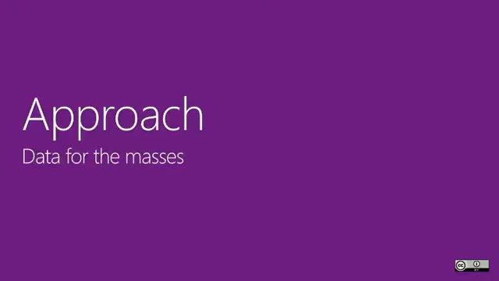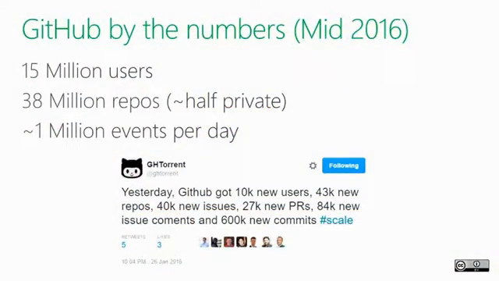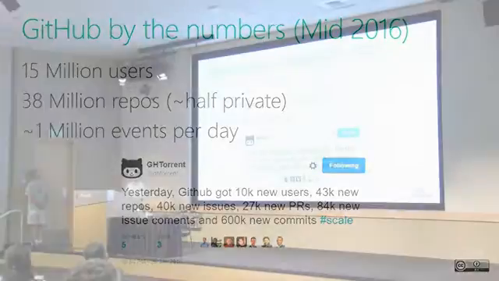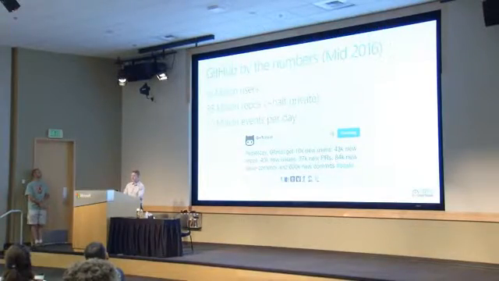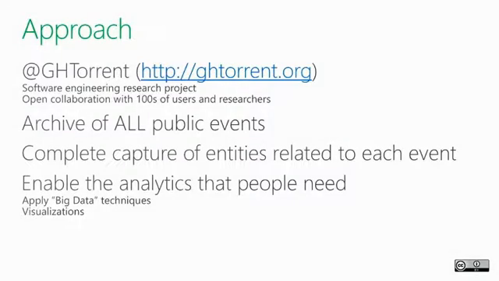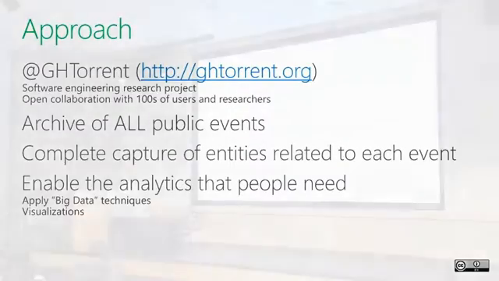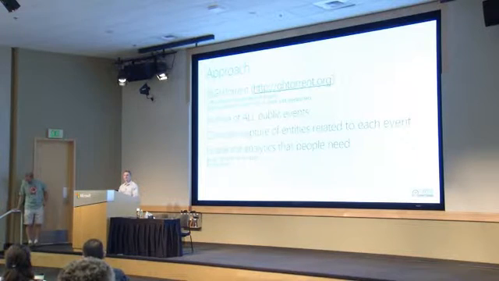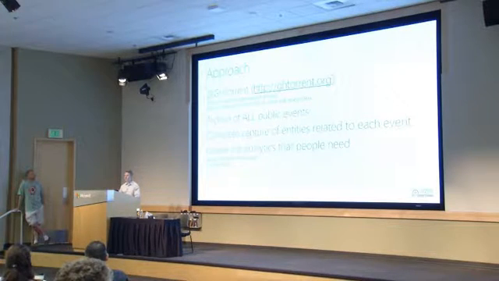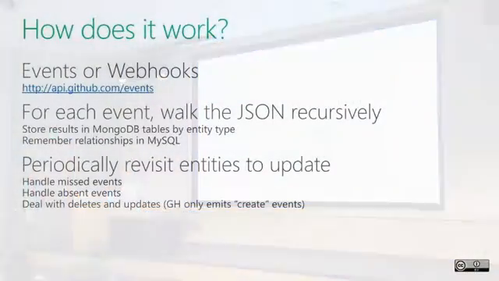But how do we actually get this data? Well, as Jeff mentioned before, actually, let's look at the numbers first. So there are about 15 million users, 38 million repositories, something like half of which are private, and about 1 million events per day. But as Jeff mentioned before, we use GHTorrent, and as you can guess, Microsoft GitHub Torrent is based on GHTorrent. It's just slightly tweaked by adding webhooks and stuff like that. So GHTorrent just gathers all of the public data and archives it. It tries to completely capture all of the entities and how they're related. And then it enables people to do a lot of really interesting analytics, but also create bots, as I mentioned before.